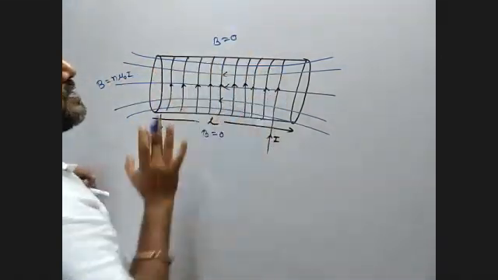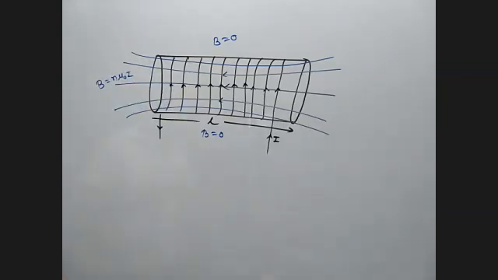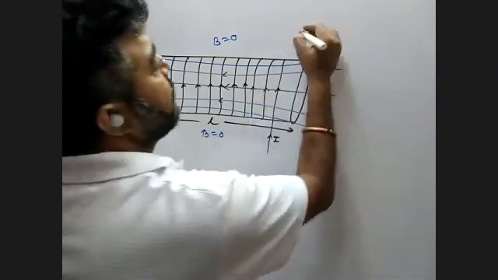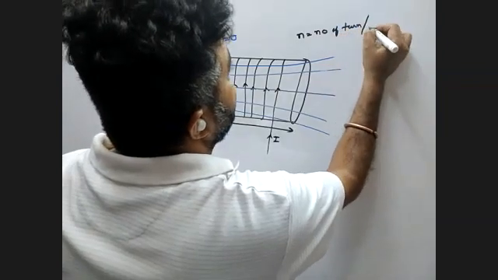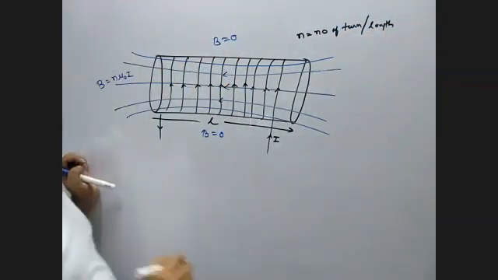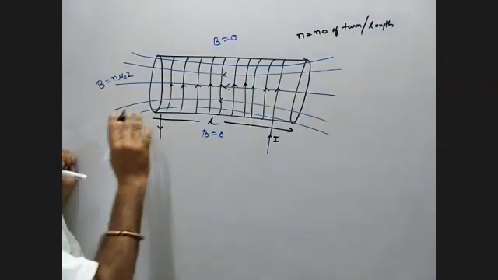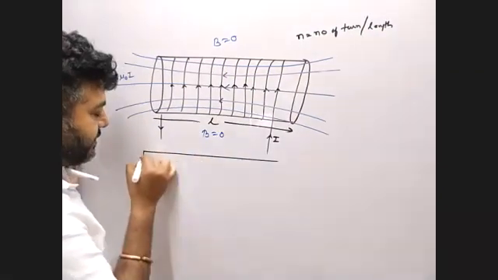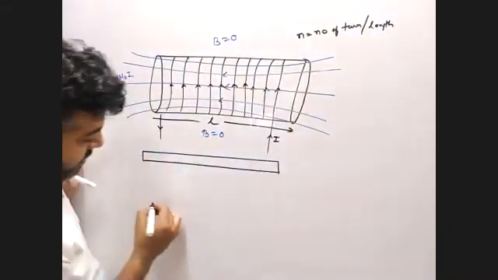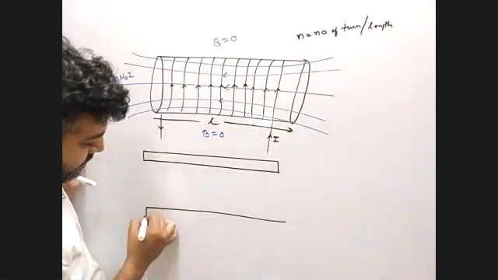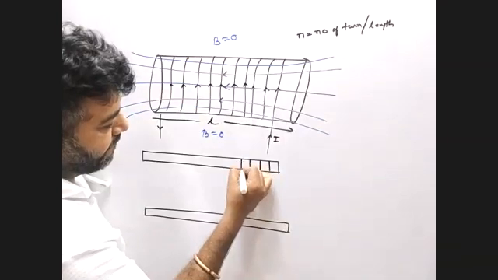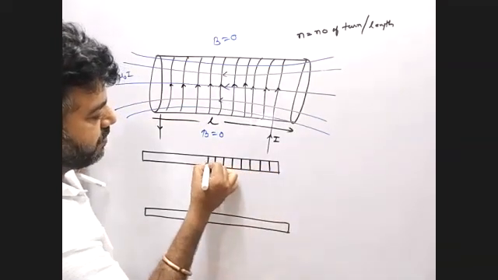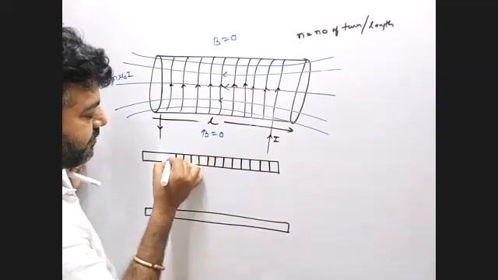And now, if we suppose this is a solenoid, we have to prove that the magnetic field inside the solenoid is N mu naught I, where N is the number of turns per unit length. So I have to show how you prove that. For that, it is better you draw a structure like this. This is also a representation of a solenoid.